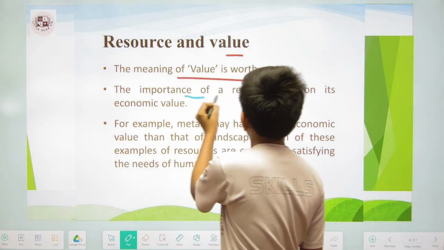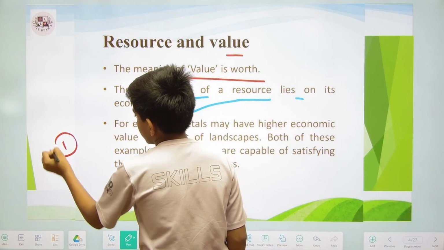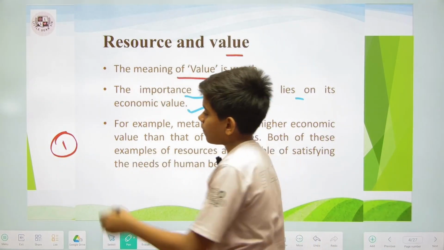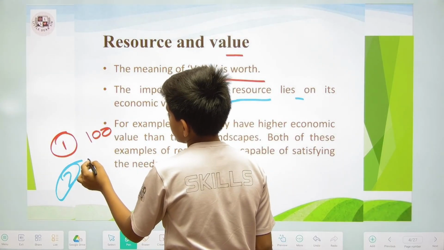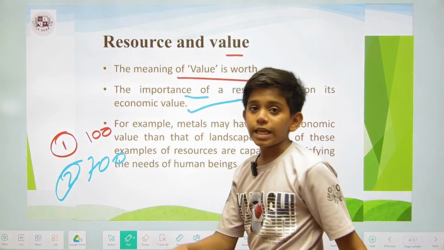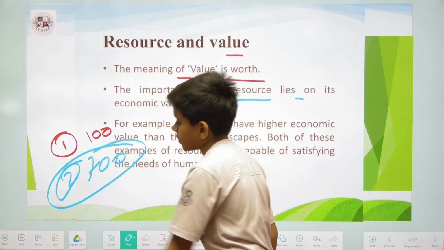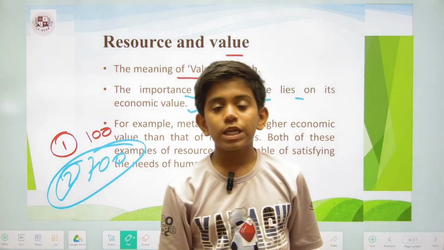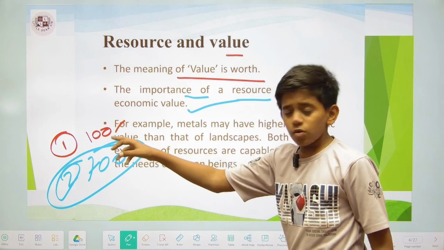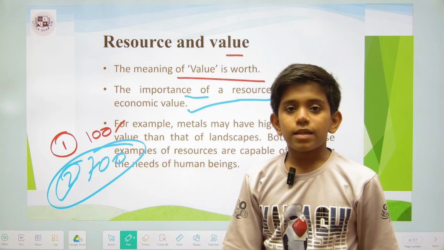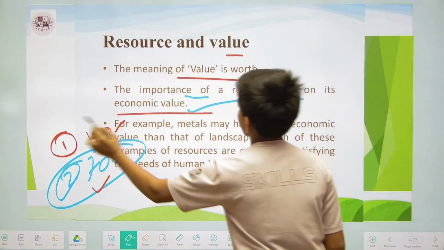The importance of a resource lies in its economic value. Suppose one thing is of 100 rupees. Another thing is of 700 rupees. Which thing would you care about the most? Of course, the thing whose value is 700 rupees, you would care for it most because it has a good economic value compared to this one. You would also care for this, but you would care for that more. Okay, so it is known as the economic value of it.